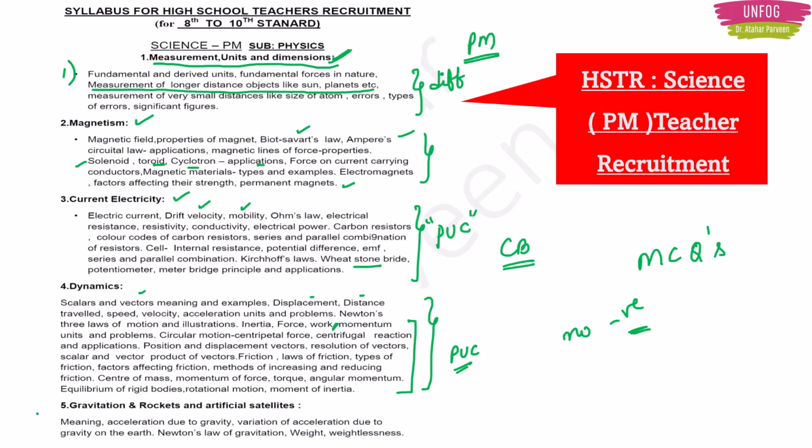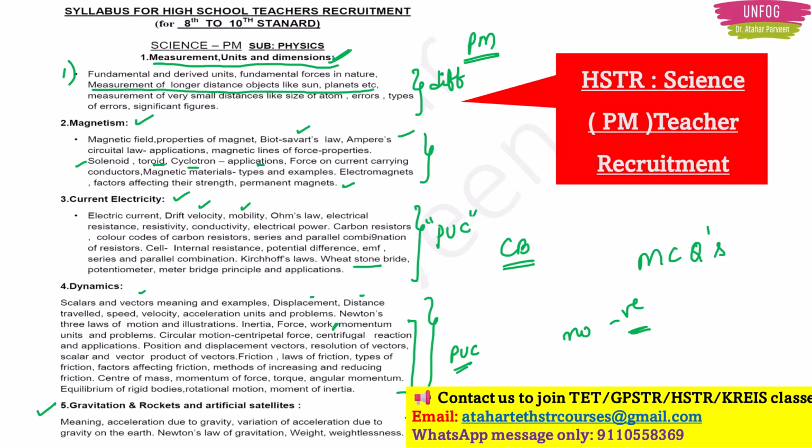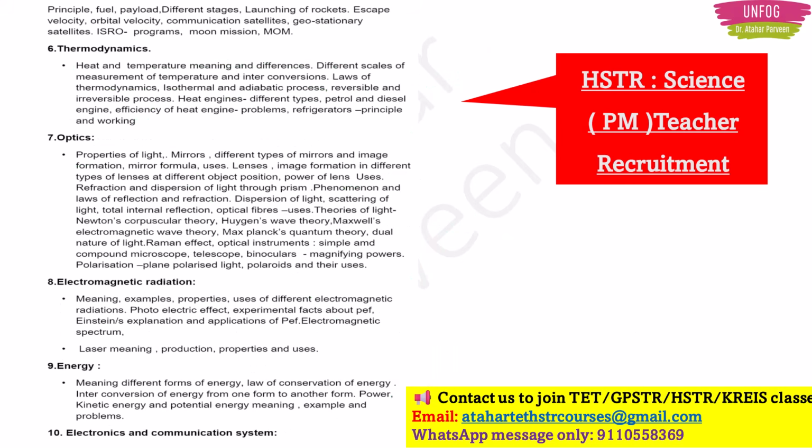Then you have gravitation and rockets and artificial satellites. So much was there in your GPSTR physics also, like acceleration due to gravity, weightlessness, and Newton's law of gravitation. But then you can see the continuation. This was not there in the GPSTR part. They are talking about rockets here, and escape velocity, orbital velocity, communication satellites, geostationary satellites, ISRO programs, and all that.